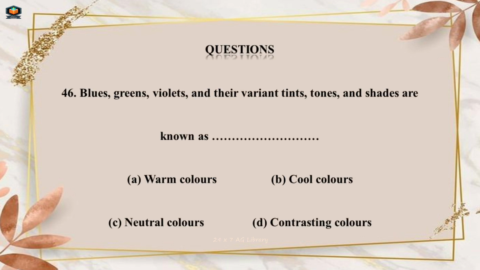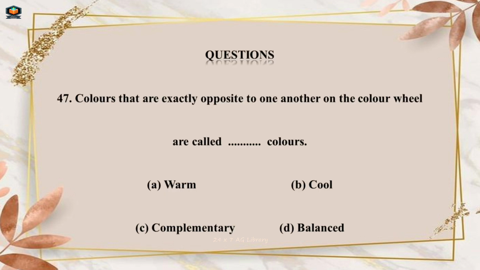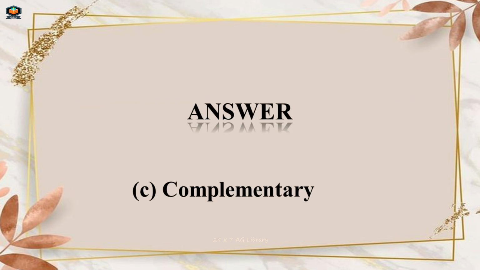Question 46. Blues, greens, violets, and their variant tints, tones, and shades are known as A. Warm colors. B. Cool colors. C. Neutral colors. D. Contrasting colors. Answer: B. Cool colors. Question 47. Colors that are exactly opposite to one another on the color wheel are called A. Warm. B. Cool. C. Complementary. D. Balanced colors.